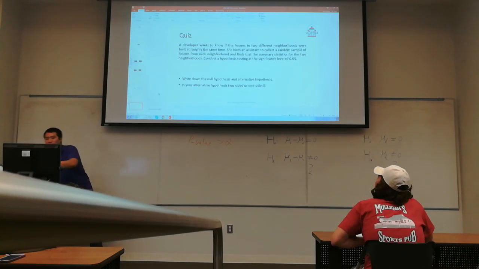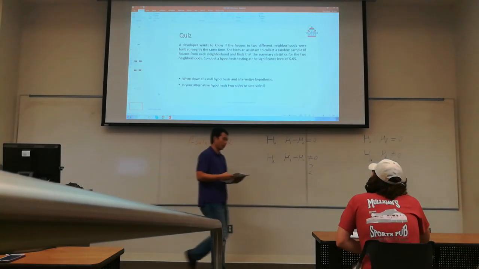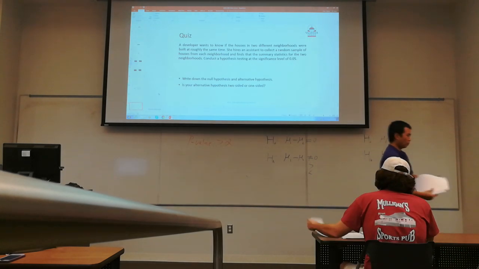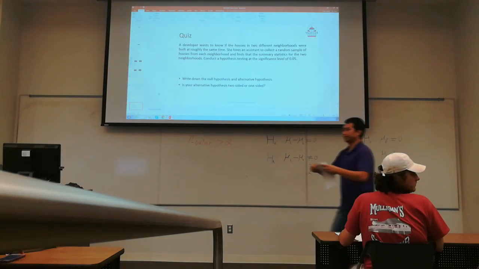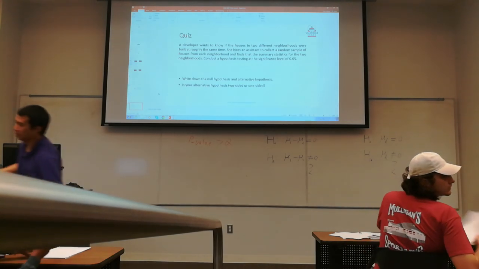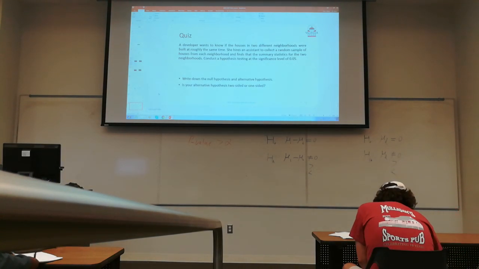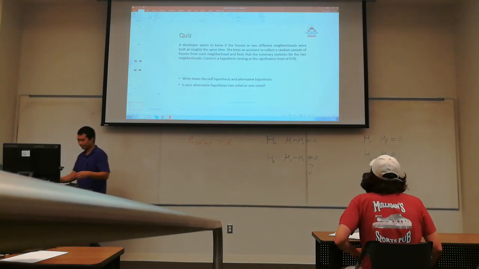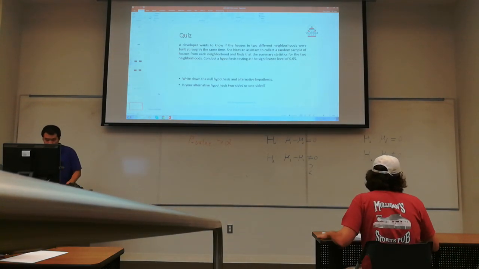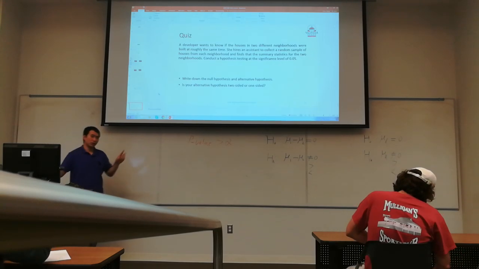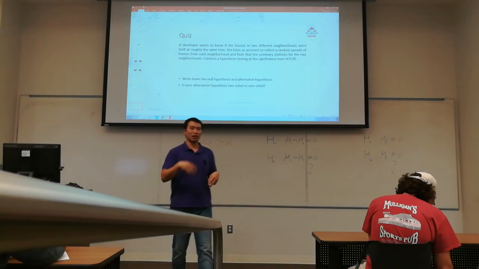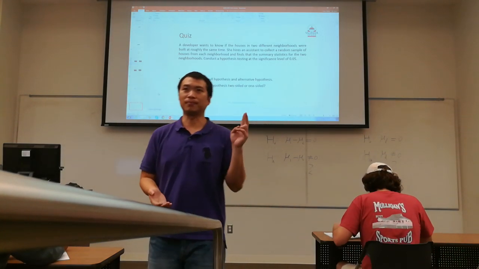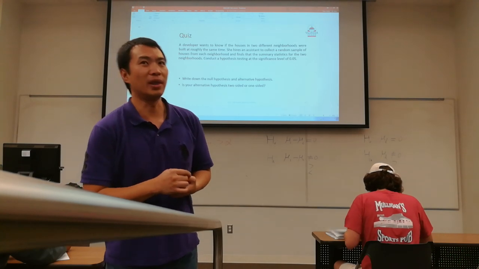Let's do our quiz. I think we have enough time to do the quiz. No calculation is needed. This one is similar to the previous quiz. I only need two things. One is to set up the hypothesis, the null and alternative. The next one is to tell me if your alternative is one-sided or two-sided.